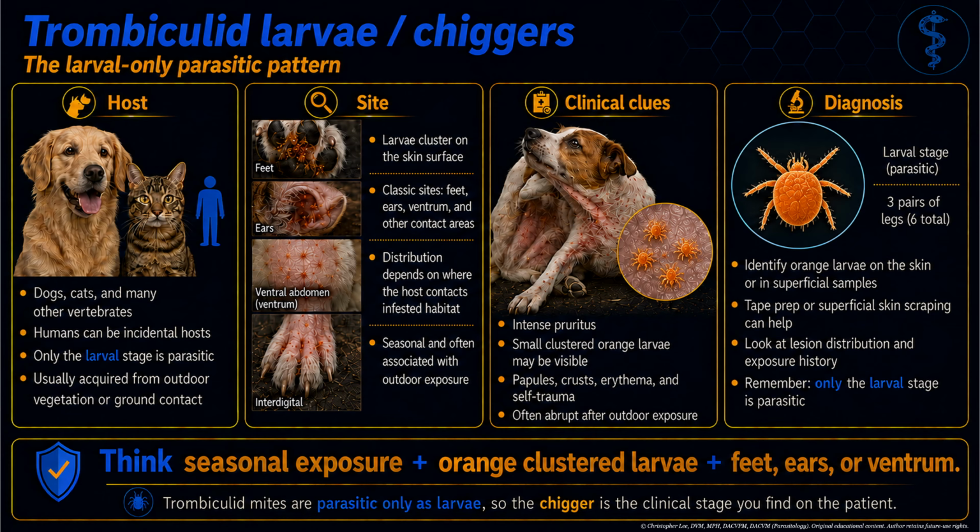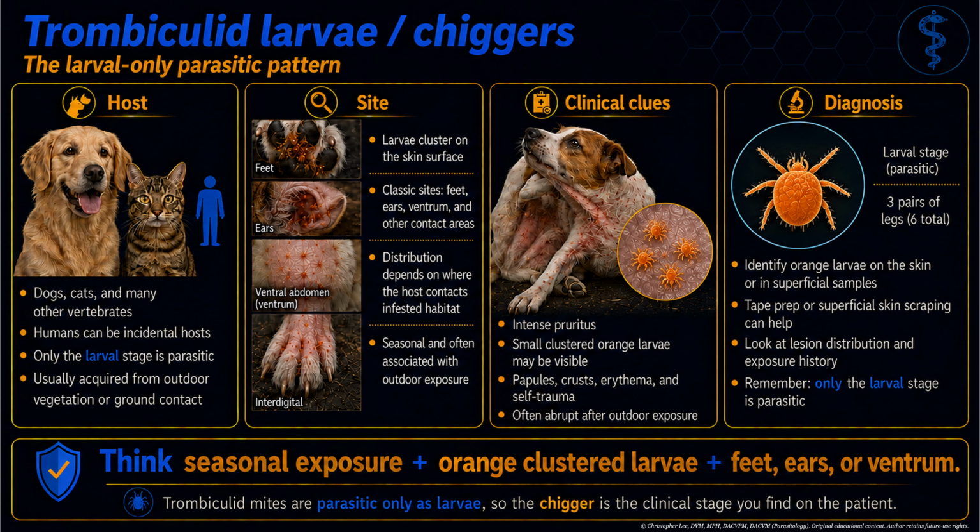Clinically, think seasonal outdoor exposure. These mites are often associated with warm weather, grasses, weeds, brush, leaf litter, or other ground contact environments. Dogs, cats, wildlife, livestock, and humans may all be affected. The larvae cluster on the skin surface, especially at contact sites such as feet, ears, ventrum, interdigital skin, and other areas that brush against the infested vegetation or soil. These lesions are often intensely pruritic.